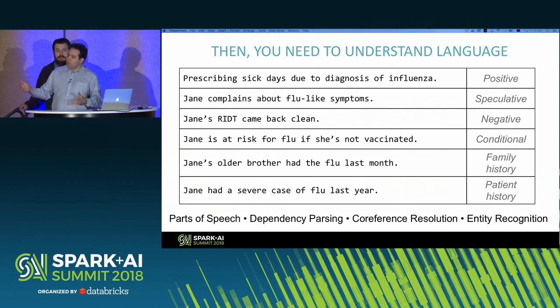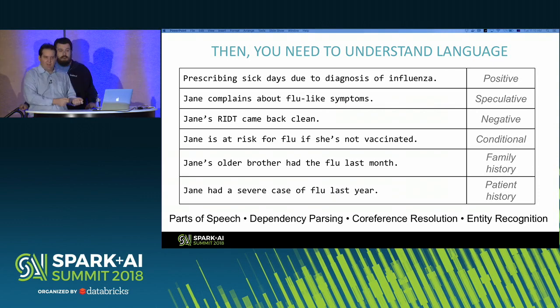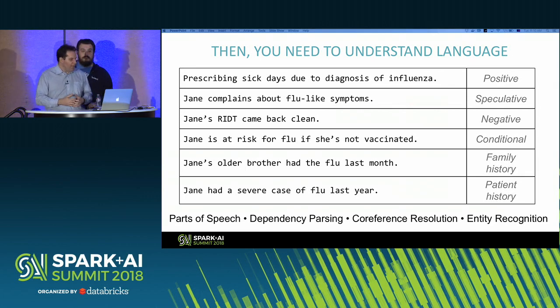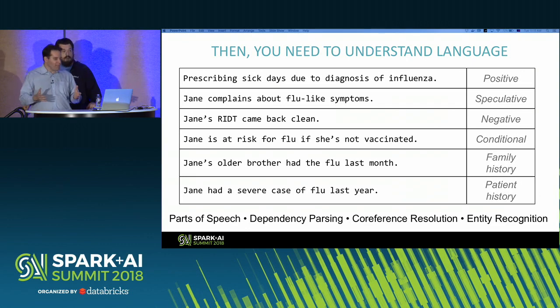So I need to understand parts of speech. I need to understand if the word clean is a verb, is a noun, is an adjective. I need to do coreference resolution. So when I say Jane is at risk for flu if she is not vaccinated, I need to know that the word she refers to Jane, right? Not to the vaccine, not to something else. And this obviously depends on context.